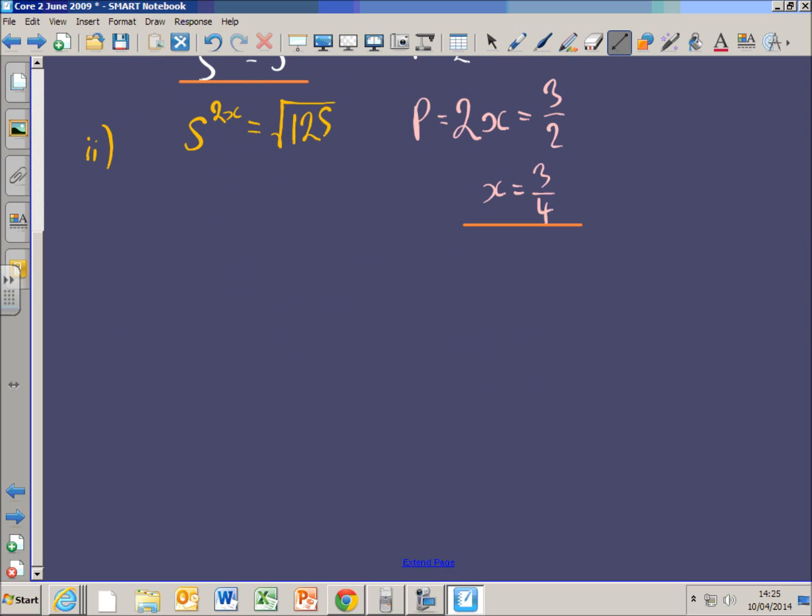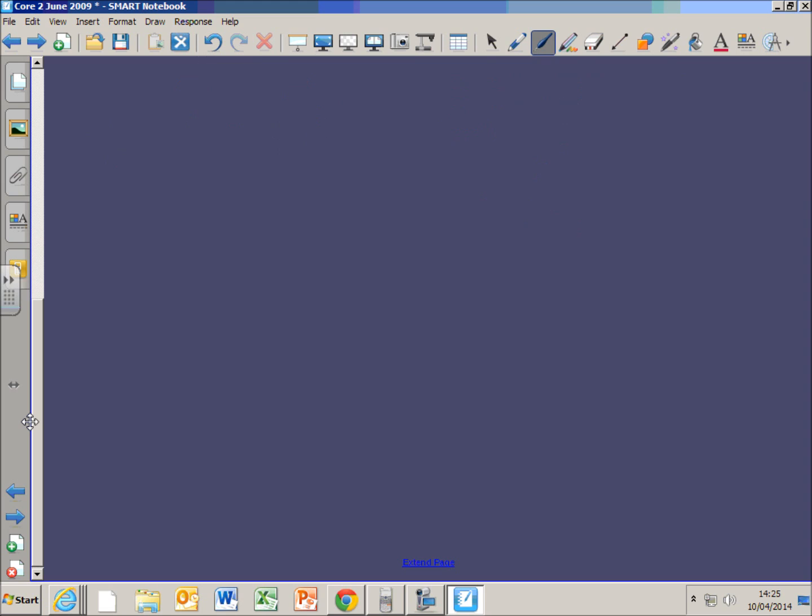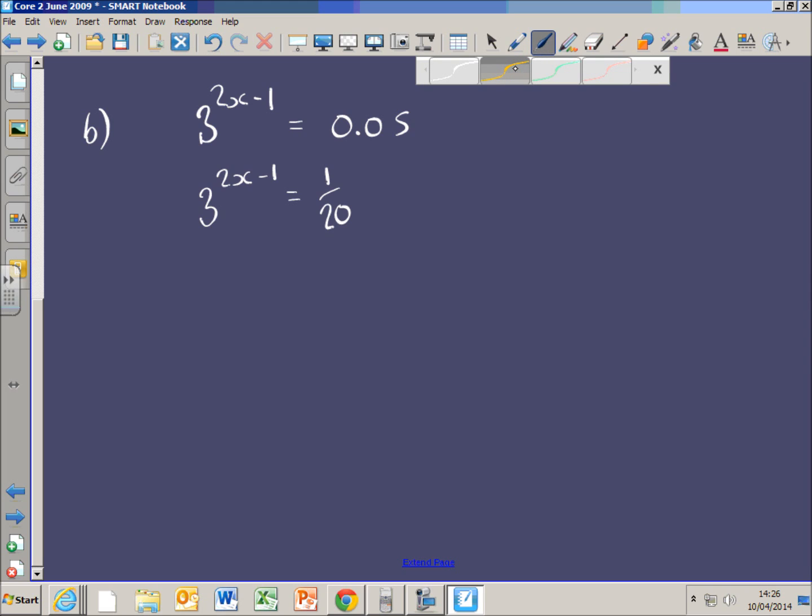Okay, next question. It says use logarithms to solve this. So that means you do actually have to use logarithms to solve it. You can't make up your own new method. So we've got to solve 3 to the power of 2x minus 1 is equal to 0.05. Can someone write that as a fraction, because I don't really like decimals very much? I think it's 1 over 20. Okay, logs of both sides, would you agree? Take log of both sides? No?